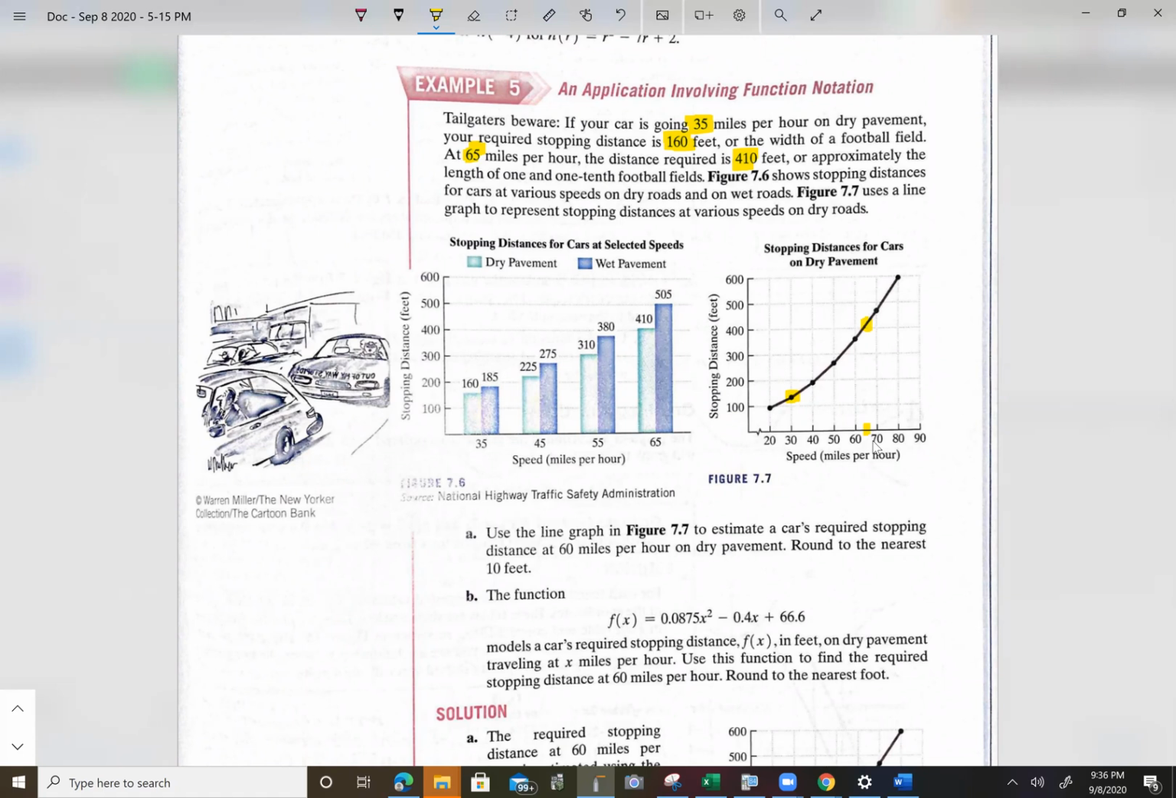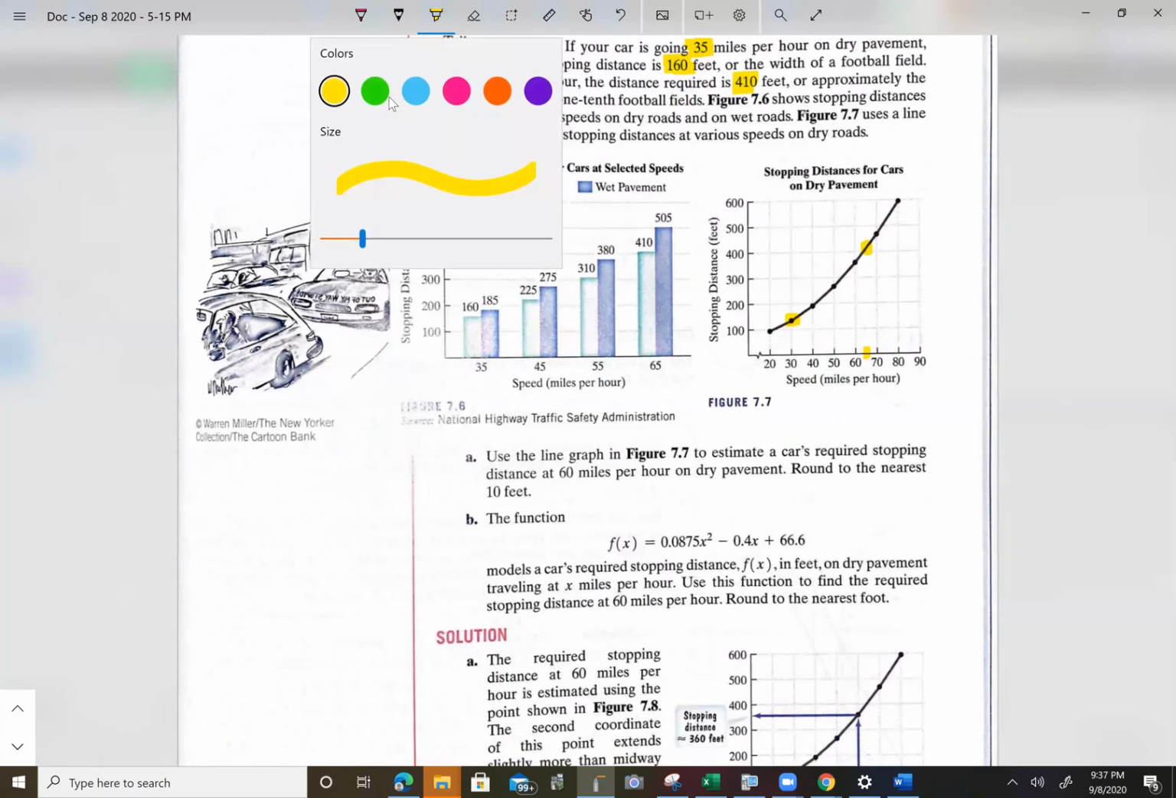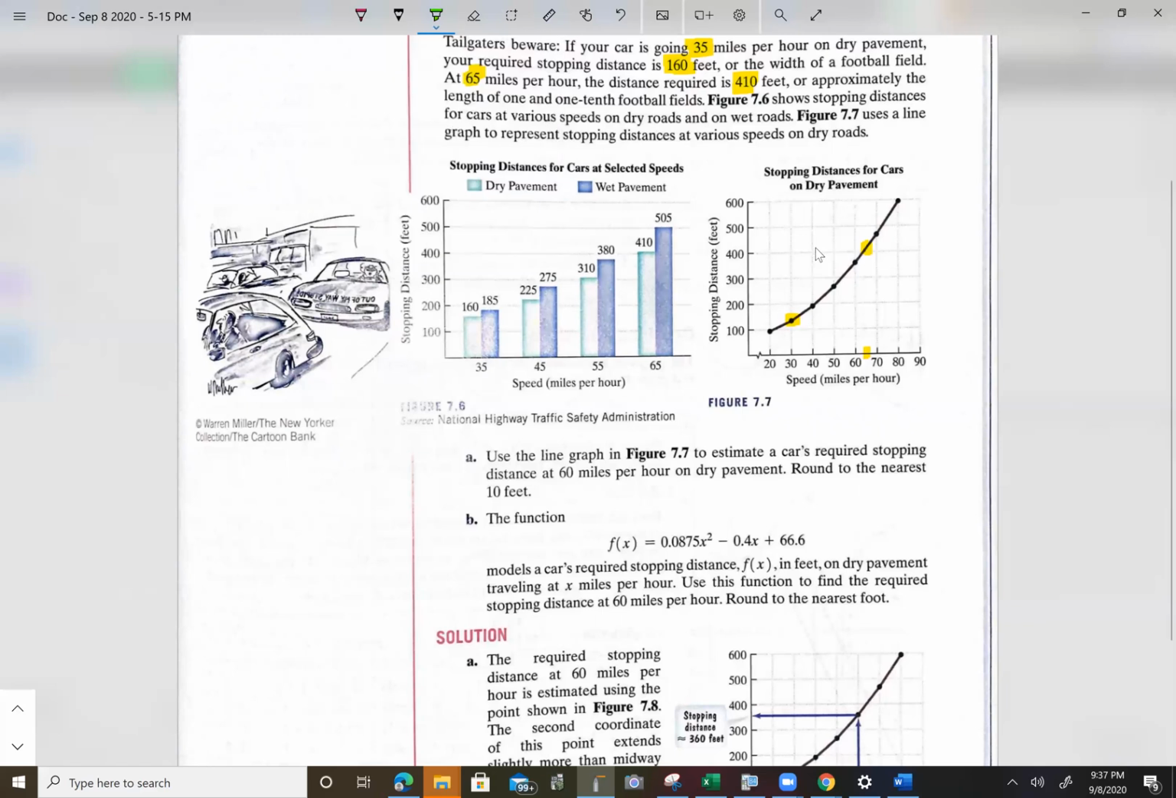Use the line graph to estimate the car's required stopping distance at 60 miles per hour on dry pavement. So using the line graph, we find 60 miles per hour. You go up to the point, you come over, it's going to be approximately somewhere below 400, 375 maybe is what I would say. Round to the nearest 10 feet, I would say maybe 375. I can't really tell from that graph right there.